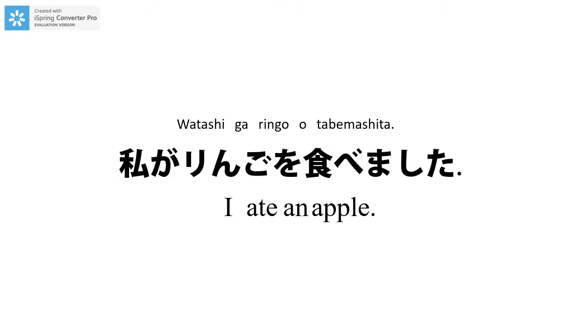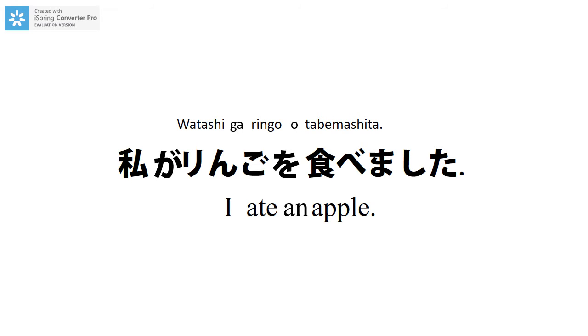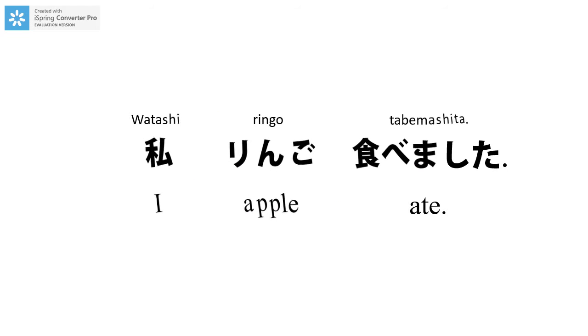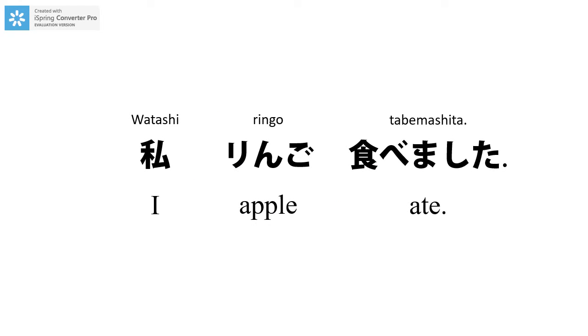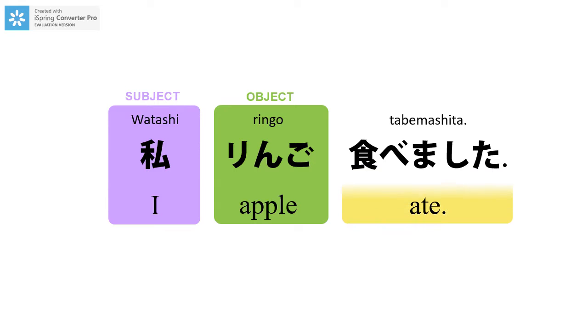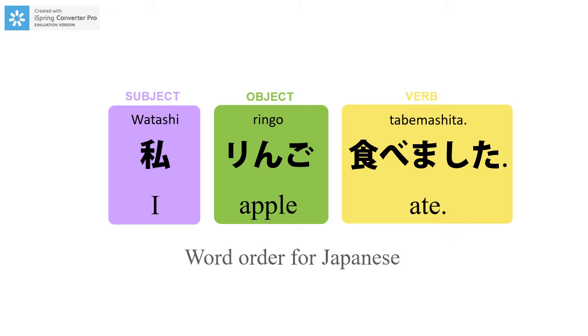Let's compare the same sentence, I ate an apple, in Japanese. Watashi ga ringo o tabemashita. Like before, let's remove the particles to keep it simple. So we're just left with the words. If we break down the Japanese sentence, we get the subject, watashi, meaning I. Then comes the object, ringo, meaning apple. And finally, we have the verb, tabemashita, meaning ate. The word order for Japanese is subject, object, verb, or SOV for short.